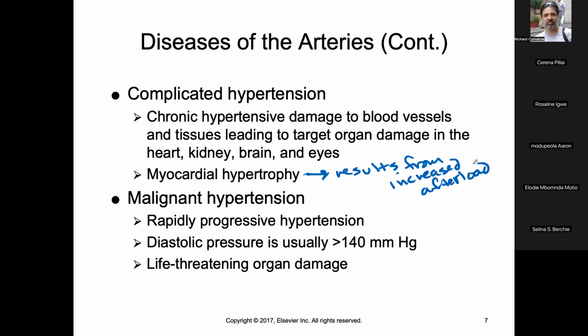Malignant hypertension is a progressive hypertension, a diastolic pressure above 140, and it can result in life-threatening organ damage. Okay.